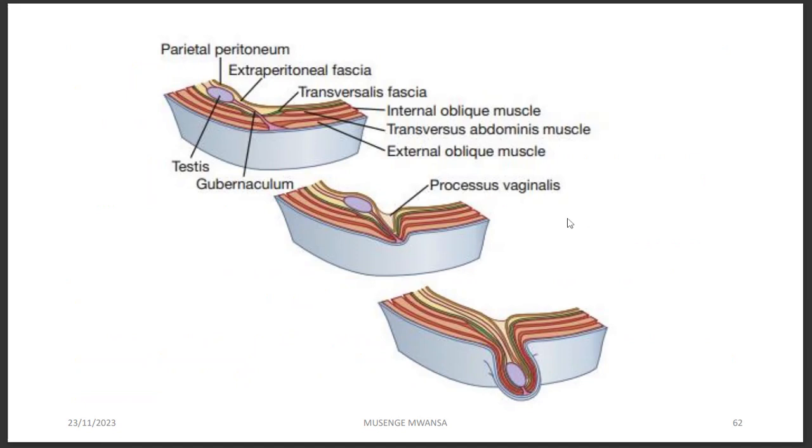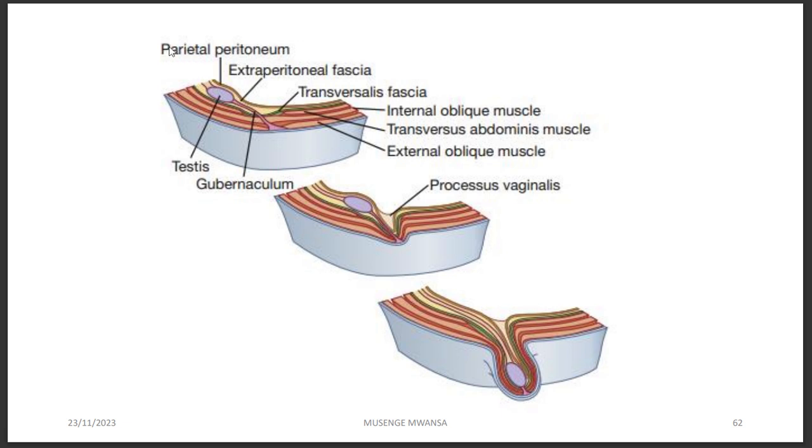So diagrammatically, to make more sense, you can see here the regions of the anterior abdominal wall. You have first the skin, then the superficial fascia, the deep fascia, and then the muscles: external oblique, internal oblique, transversus abdominis, and then you are going to have the extraperitoneal fascia. This is the fascia that is just immediately before the parietal peritoneum.